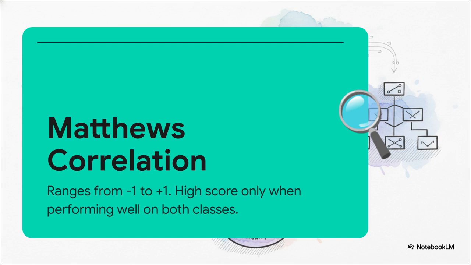And here's the kicker. It only gives you a high score when the model genuinely performs well on both the majority and the minority classes. It takes the entire confusion matrix into account, staying perfectly balanced even when your class sizes are wildly, radically different.